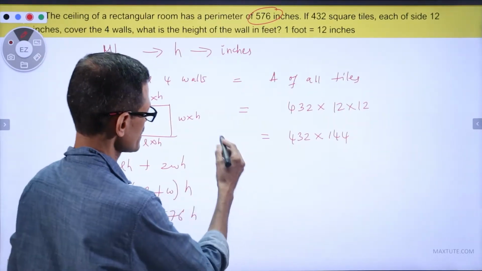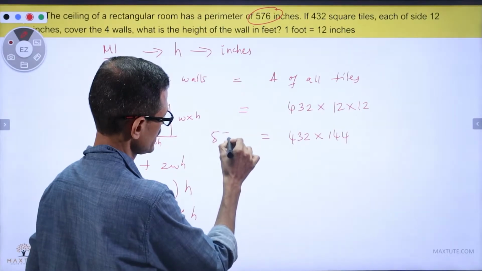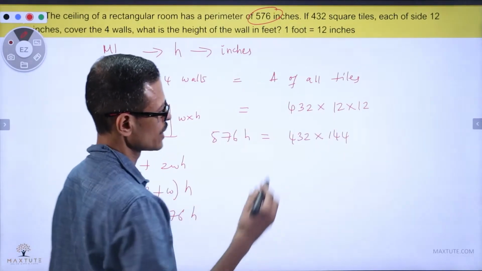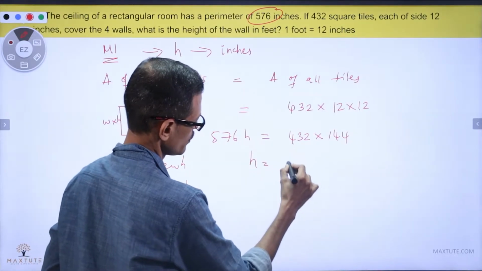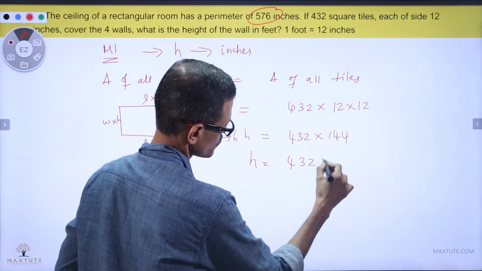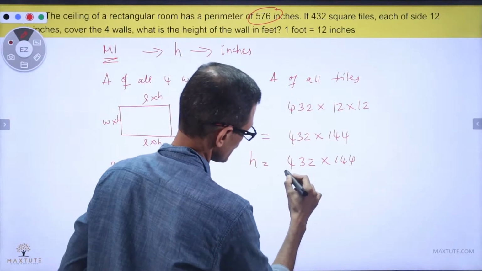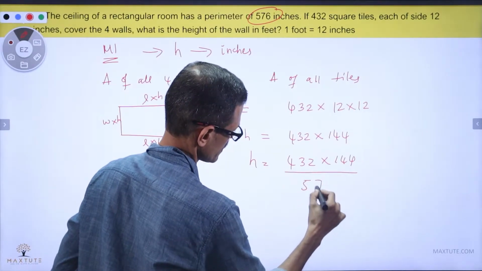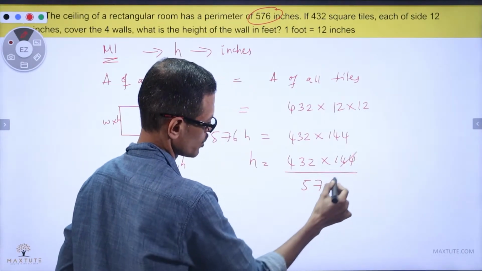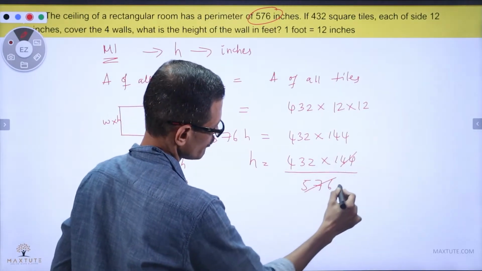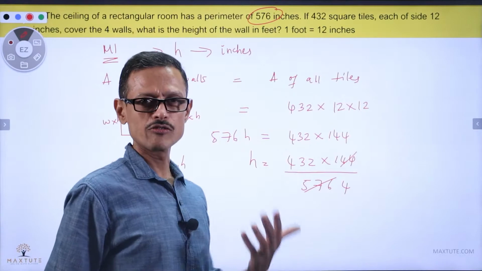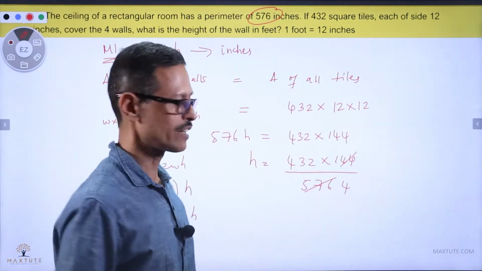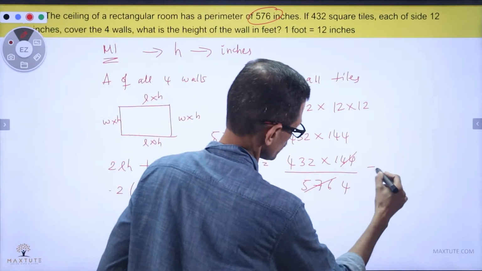So 576 H is equal to 432 into 144. So height is equal to 432 times 144 divided by 576. 576 and 144 will cancel. 4 times 144 is equal to 576. 432 and 4 will cancel. 400 by 4 is 100. 32 by 4 is equal to 8. So this is equal to 108.